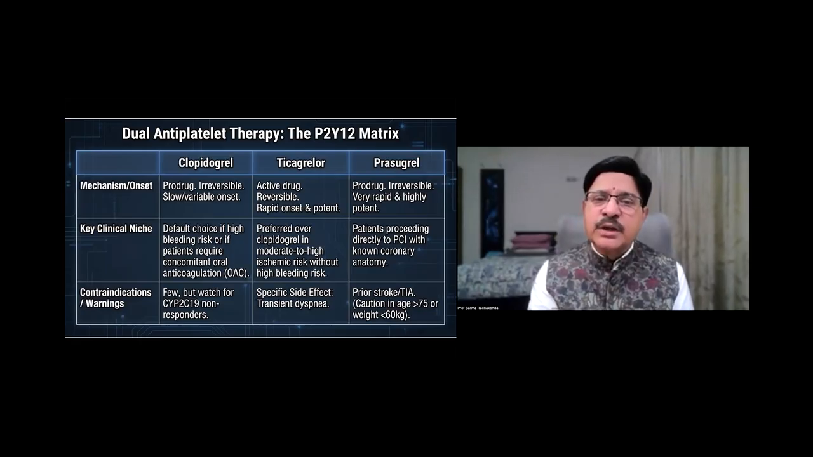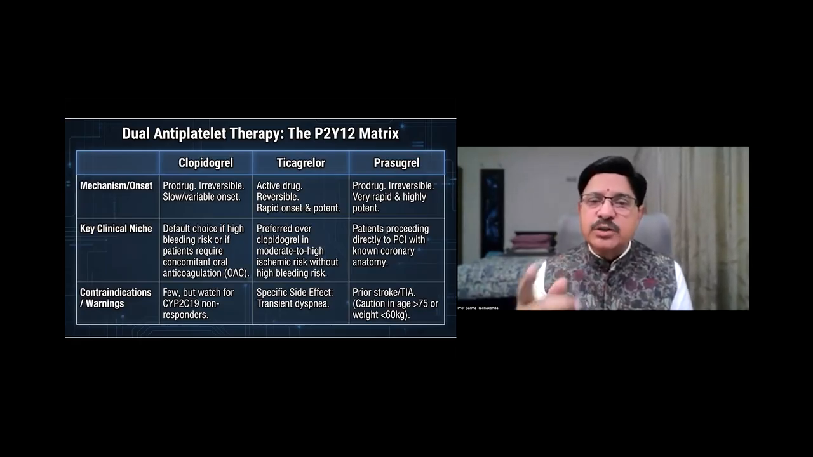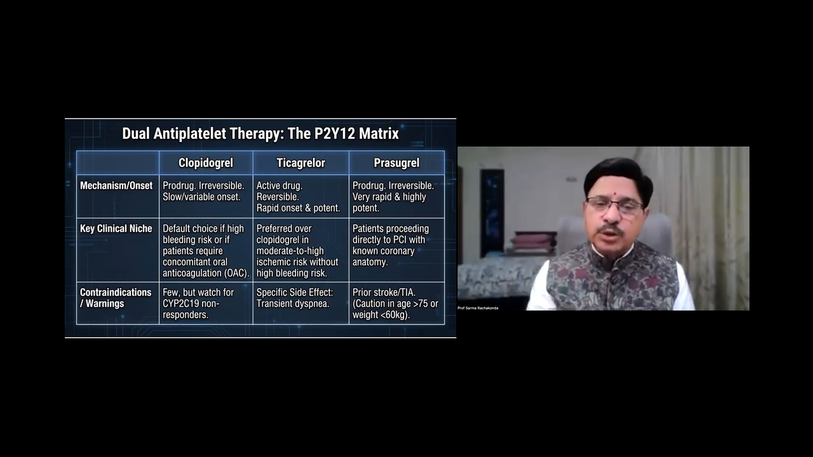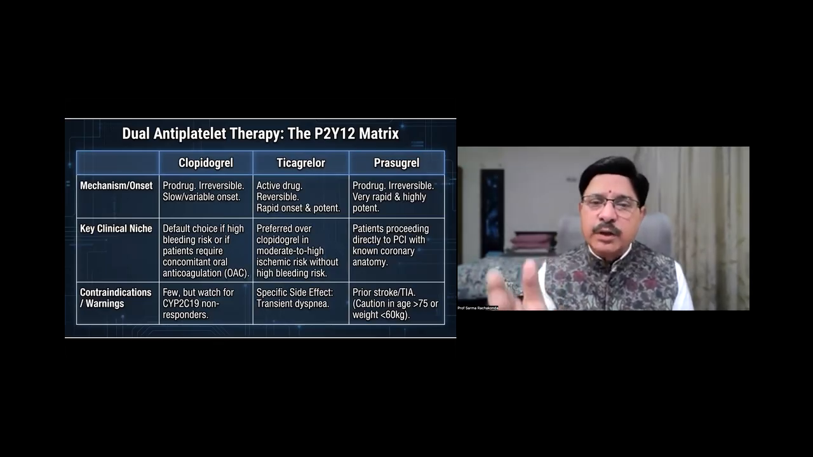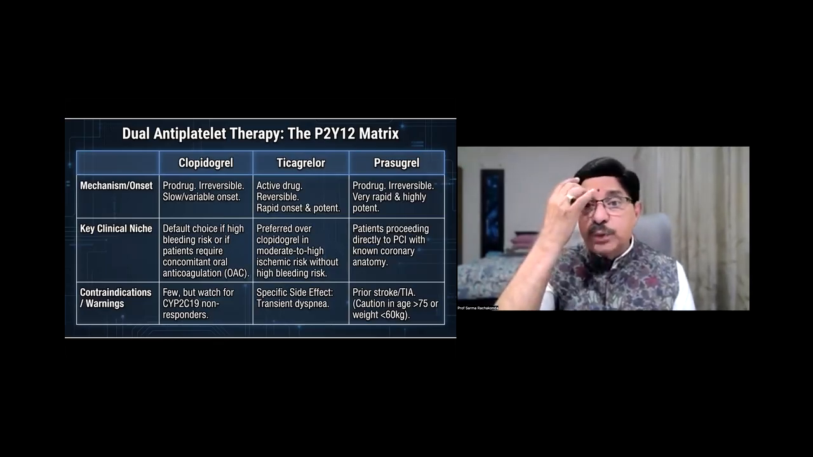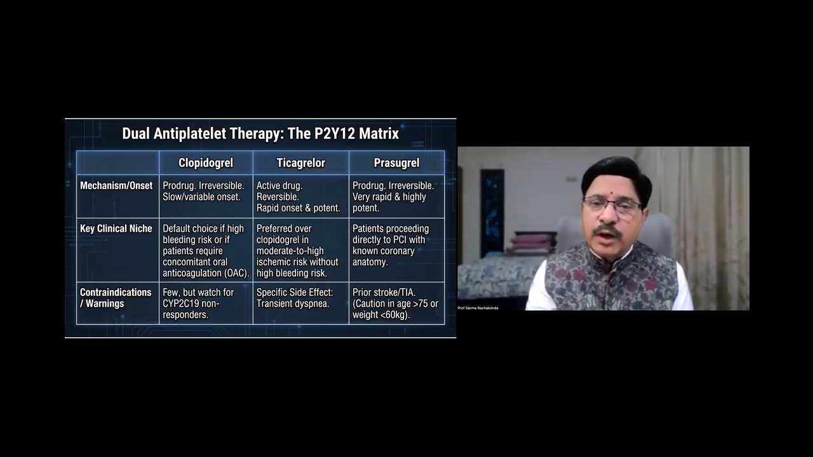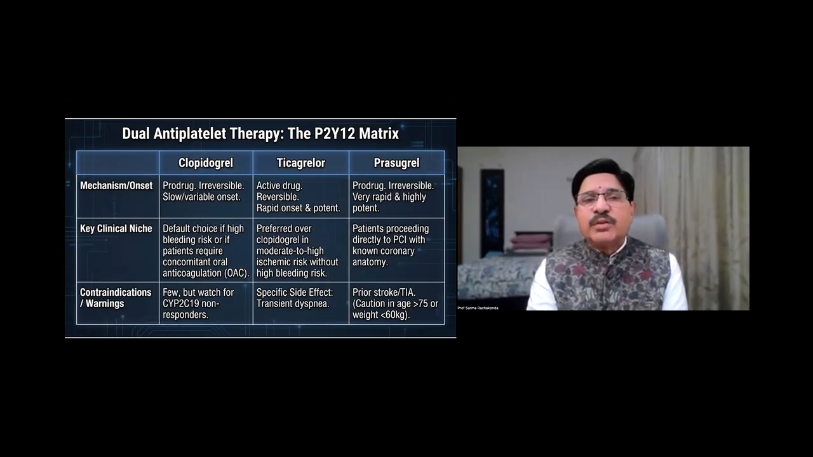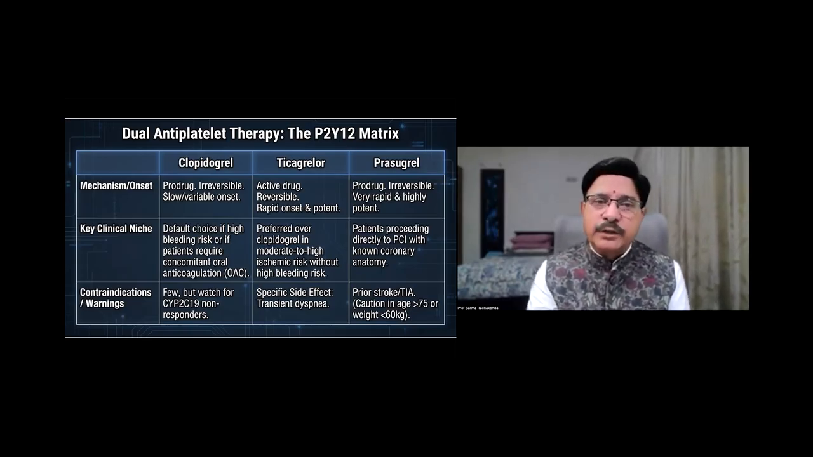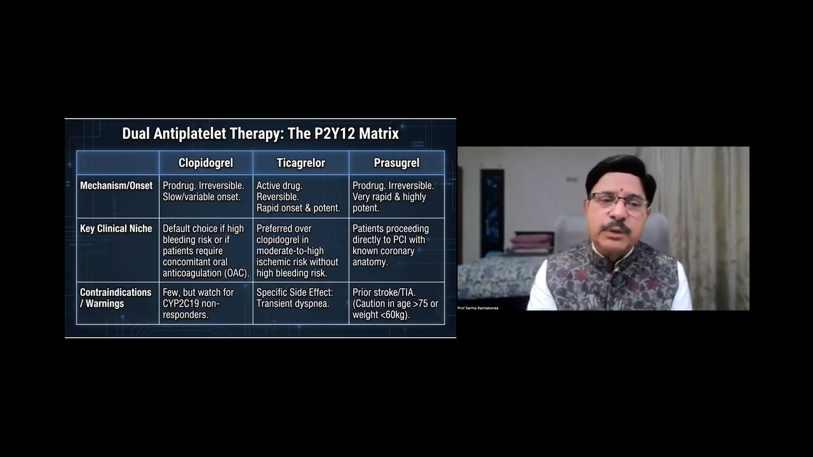Ticagrelor is the choice over clopidogrel in moderate to high ischemic risk conditions without HBR. What is HBR? A patient who has had a previous stroke, TIA, or any procedures and history of bleeding risk, you should not give ticagrelor. For patients proceeding directly to the cath lab and PCI with known coronary anatomy, prasugrel is the best agent. So which agent I decide as the companion antiplatelet drug in dual antiplatelet therapy is decided by this table.